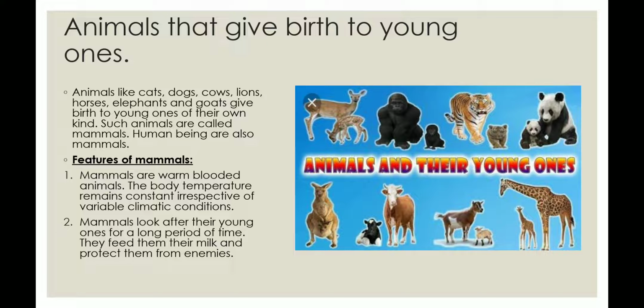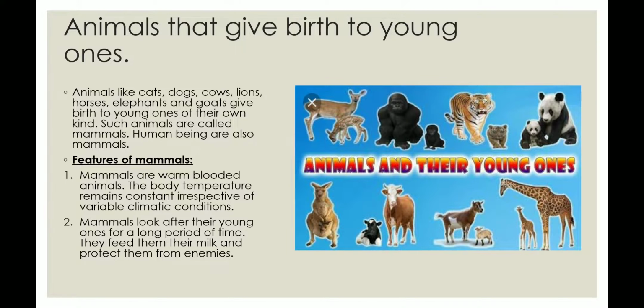Now they feed them their milk and protect them from enemies. So what else do they do after they have given birth to the babies? They feed them their own milk, that means the milk that is produced by the mother itself. And then they also protect the baby from enemies. So if any other animal is trying to take away the baby from them, they protect their babies from those animals. So they take care of their babies, they feed their babies for a long time so that the baby will grow and will be able to take care of themselves.